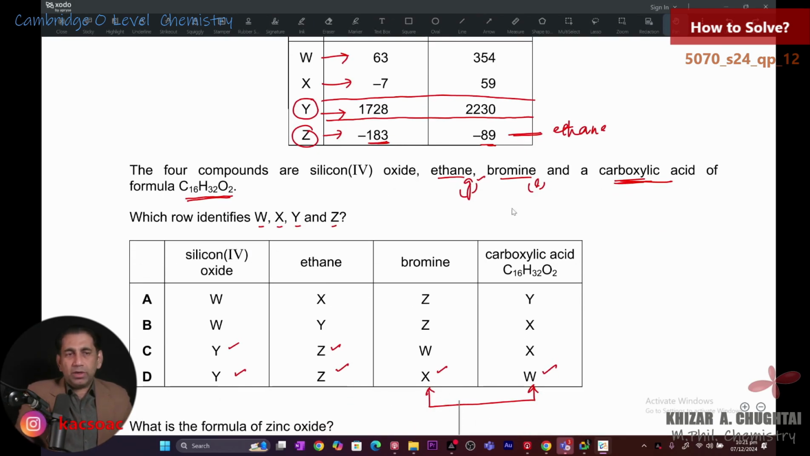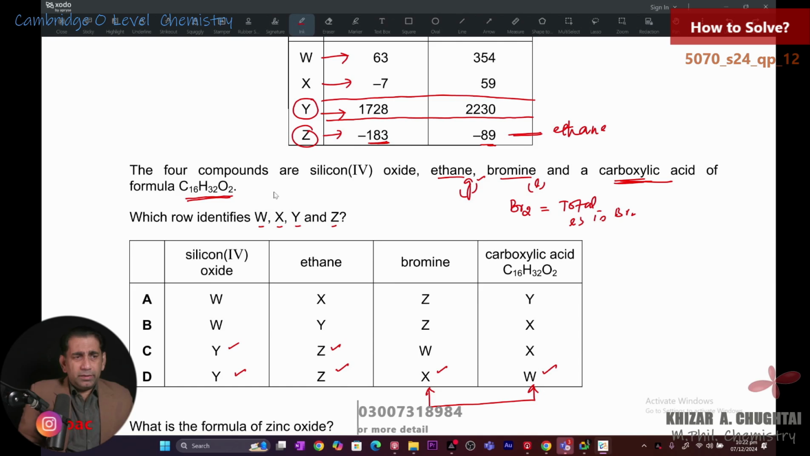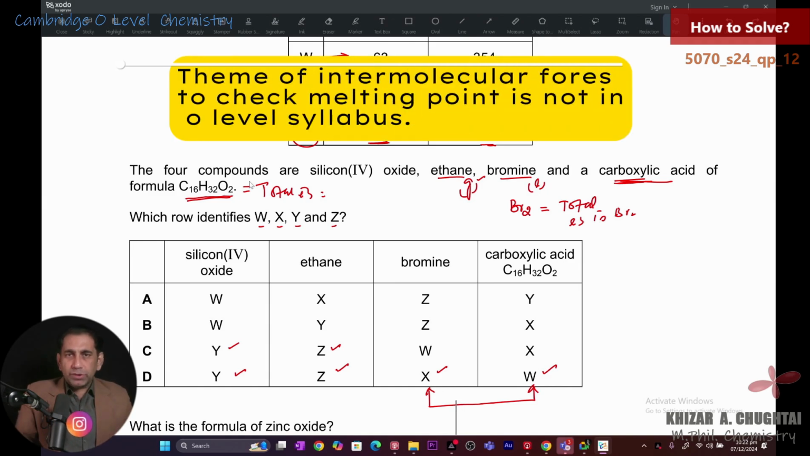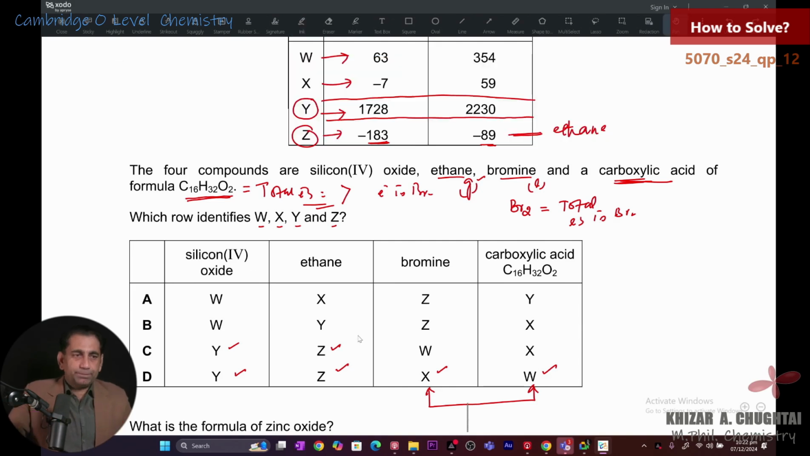The second thing is they are both simple covalent molecules, and I can calculate the total number of electrons in Br2, and again the total number of electrons in the carboxylic acid. Whichever has more electrons has stronger intermolecular forces. On behalf of intermolecular forces, we can also check the nature of the melting point or boiling point. So once again, it has more electrons than Br2, so it will have the solid physical state.